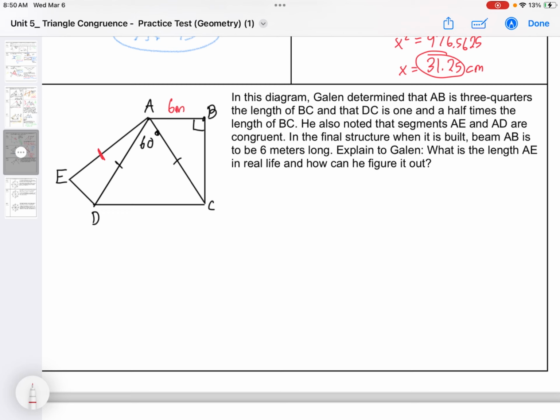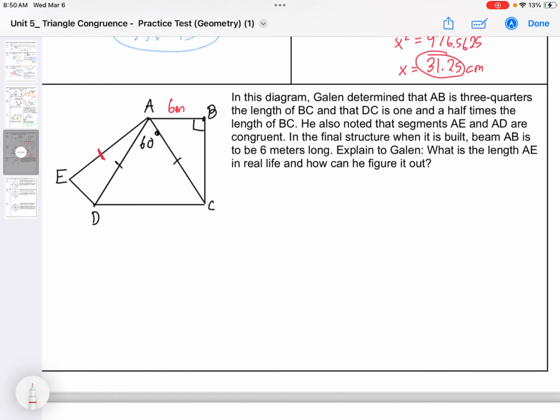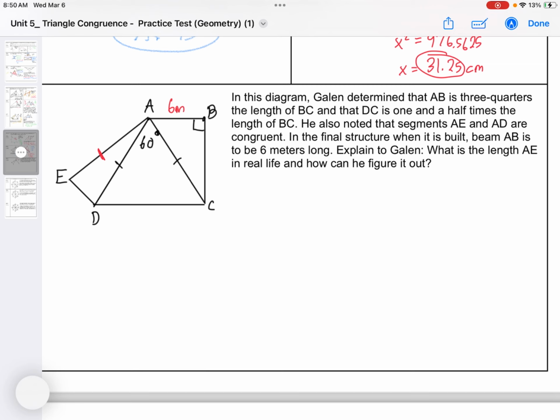AE. Okay, so how can he figure out the length of AE? Okay, this is another problem where they say find AE, but really that's just going to be the same as finding either of these two. And since I have a right triangle, that leads me to believe that I can use the Pythagorean theorem for this. So I'm going to be looking over here, finding the length of AC, and then AE will be the same length. So we can even start our explanation off with that.